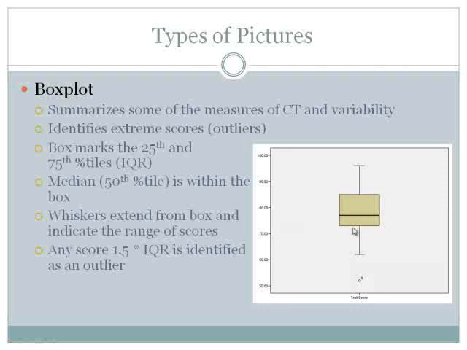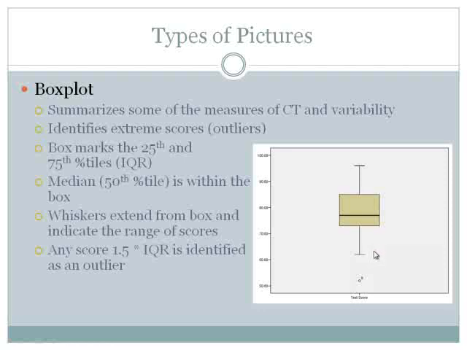All right, so let's talk about the box. The box represents the interquartile range. So the bottom of the box represents the score at the 25th percentile. The top of the box represents the score at the 75th percentile. So this box represents the middle 50% of the scores. The dark line in the middle represents the median, which is the 50th percentile, and that implies that there are 50% of the scores above the median and 50% of the scores below the median.